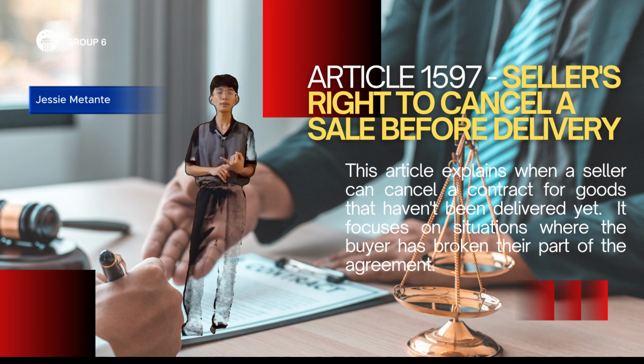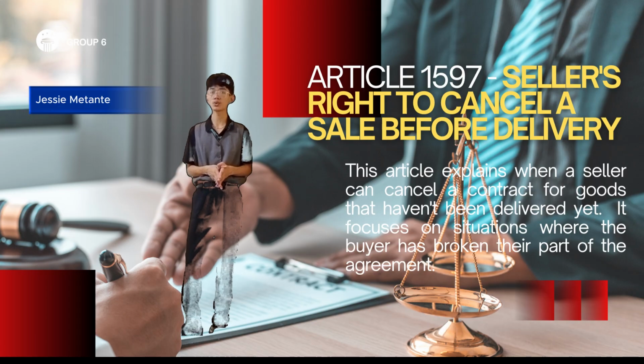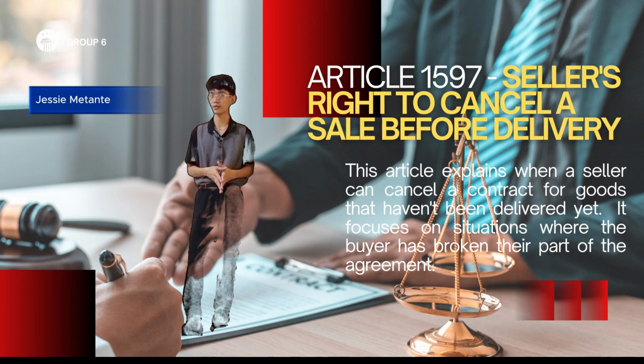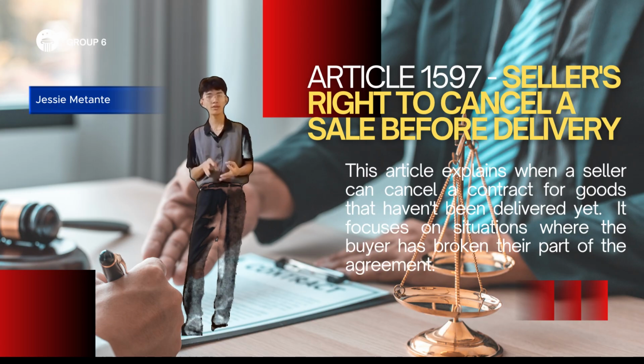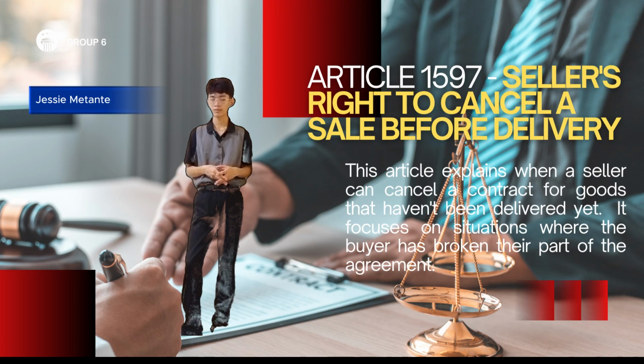First is repudiates the contract. The buyer clearly says they won't go through with the deal. Second, shows they can't perform. The buyer demonstrates they are unable to fulfill their obligations, like paying. The third one is breaches the contract. The buyer breaks the terms of the agreement in some other way.